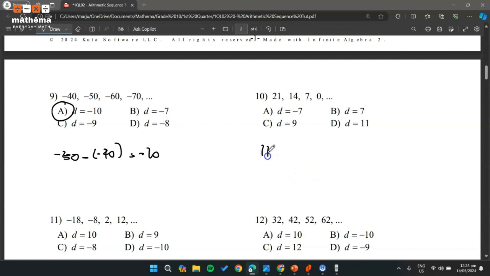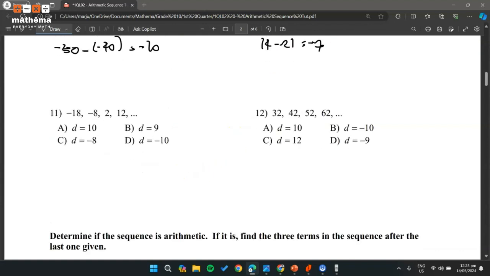Number 10. We have 14 minus 21. This gives us negative 7. So our answer will be negative 7, and that is letter A. What about number 11 and 12? We have negative 8 minus the negative 18. This is just equal to 10. That is letter A. Number 12, we have 42 minus 32. This gives us again 10, and that's letter A.